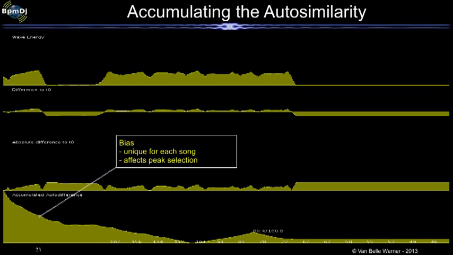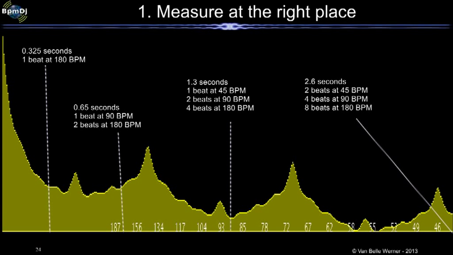There are two strategies to deal with this problem. The first strategy is to search for the peak tempo at places that are as far away as possible from the bias. That this is possible is illustrated in this plot. It shows the tempos associated with particular lag times. At the right, we have a lag time of 2.6 seconds, which is the time necessary to play 2 beats at 45 beats per minute.